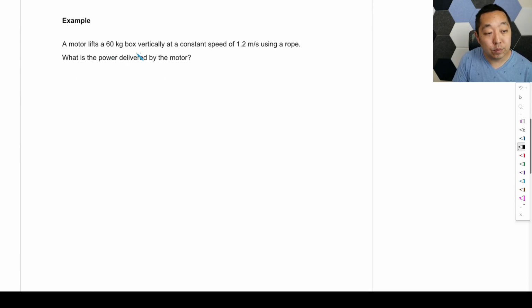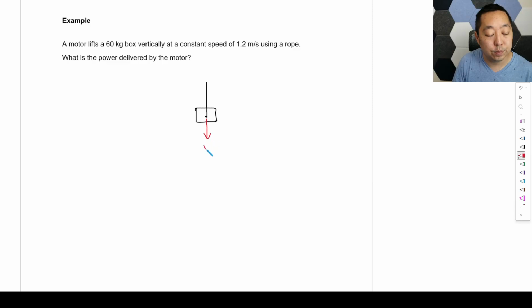So we have a motor. It lifts a 60 kilogram box at a constant speed using a rope. What is the power delivered by the motor? So we need to know what force it is. We're going to use that force times velocity for the power there. We've got to think about it lifting at a constant speed. So what are the forces acting on it?